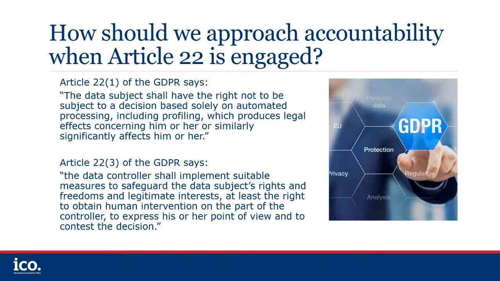Thank you, Alistair. If you plan to use an AI system to make significant decisions about individuals without human input, you will have responsibilities under Article 22 of the GDPR. And Article 22 says that the data controller shall implement suitable measures to safeguard data subject rights and freedoms and legitimate interests, at least the right to obtain human intervention on the part of the controller to express his or her point of view and to contest the decision. Therefore, it's important that you can justify why solely automated decisions are required in this case.